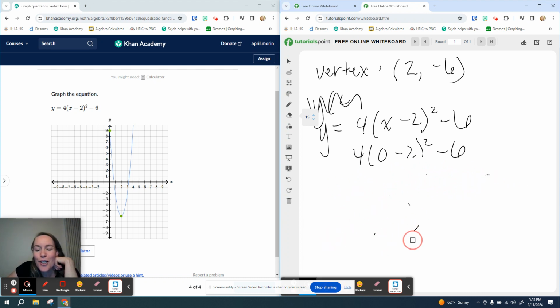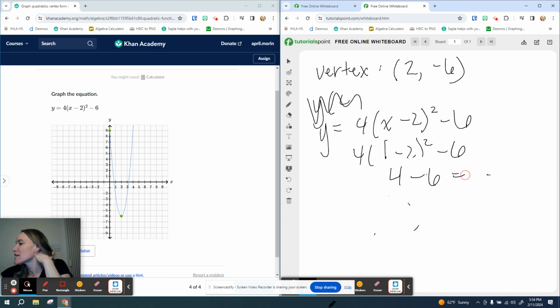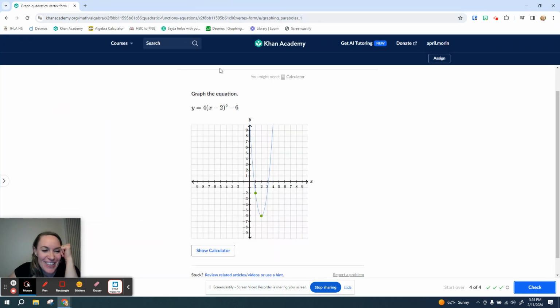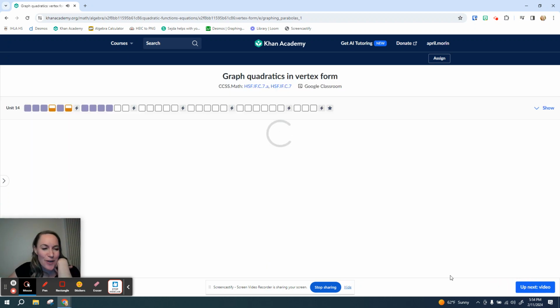I think 1's going to work. Let's do 1. Change to pen. Okay. 1 minus 2 is -1. -1 squared is +1. 4 times +1 is 4 minus 6 is -2. So my point here is 1, -2. Okay, let's graph this. 1, -2. Okay. That looks good. Again, you're going to have to plug in a few points and make sure that it's in your graph so that Khan will let you graph it.